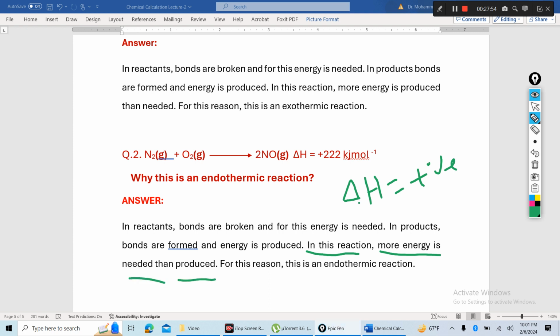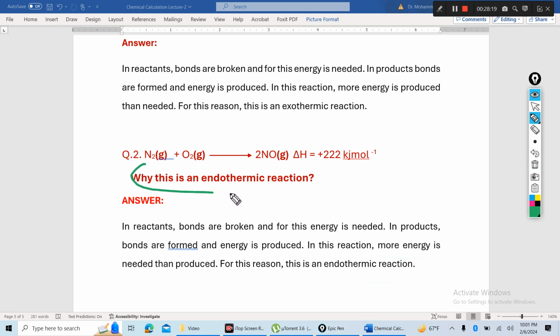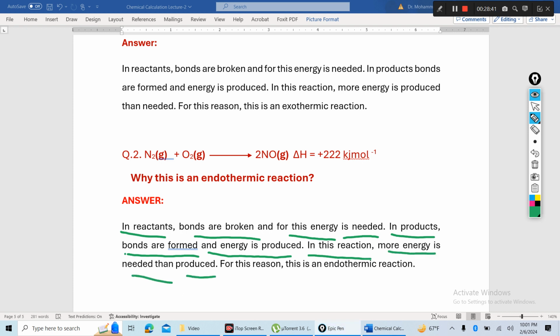Produce less but need more, so extra energy is needed. That's why, for this reaction to occur, we have to supply more energy or more heat. For this reason this is an endothermic reaction. In reactants bonds are broken and energy is needed, and in products bonds are formed and energy is produced. In this reaction more energy is needed than released. For this reason this is an endothermic reaction.